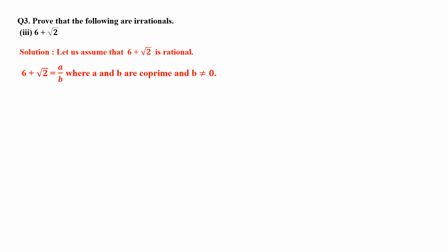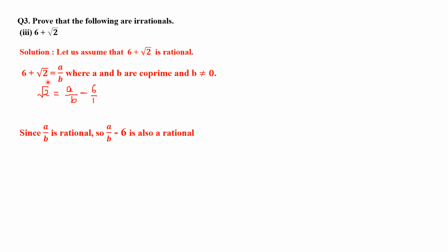So from here, if I have to get the value of root 2, I have to transpose 6 to the other side. So addition will change to subtraction. So here a by b minus 6. 6 I can write as 6 by 1. So you can see here a by b is a rational number. 6 by 1 is also a rational number. And we know that the difference of two rational numbers is a rational number. So from here we can say that a by b minus 6 is also rational.